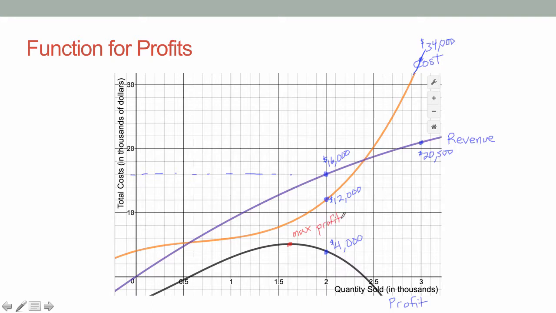And just estimating off of my graph, that's about 1.5, it's going to happen about 1.6. So it looks like, according to this, when I sell 1.6 or 1,600, remember my x-axis, when I sell 1,600 items, that's how many quantities sold. If I sell that many, now I need to find my y value.